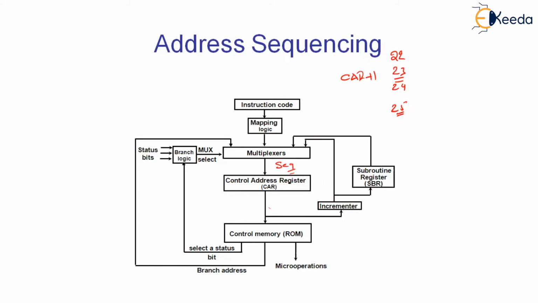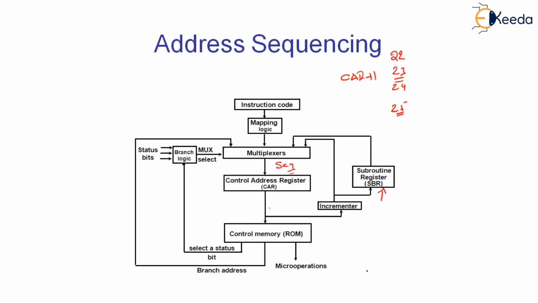Whenever a branch is taken, CAR plus 1 will get transferred to the subroutine register, because once the branch is finished, we want to return. During the return, the subroutine register's value will be given as an input and enabled from this sequencer. Now the sequencer receives 4 inputs: incremental, subroutine register, mapping, and branch address. The branch address will be taken if the condition is satisfied. The branch address may not be taken if the condition is not satisfied. If the branch address is not taken, the incremental value will be taken. If the branch address is taken, CAR plus 1 will get transferred to the subroutine register.